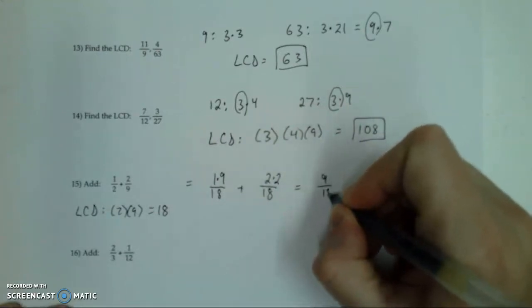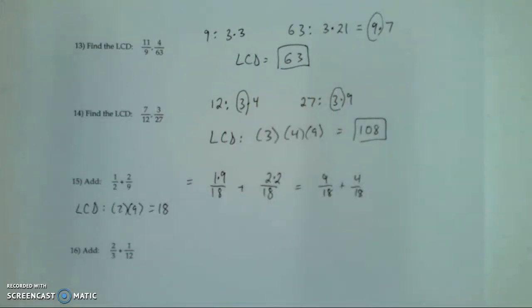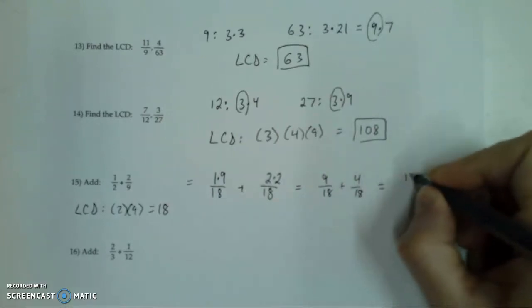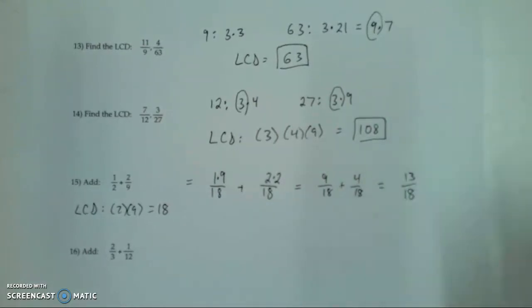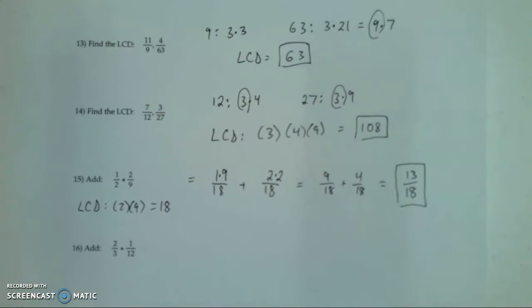So I've got 9 over 18 plus 4 over 18. Well, at this point, it looks like a problem I've already done. I should hopefully be able to get that. Let's add up the numerators. Check that my answer is in lowest terms, which it is. And that is my answer.